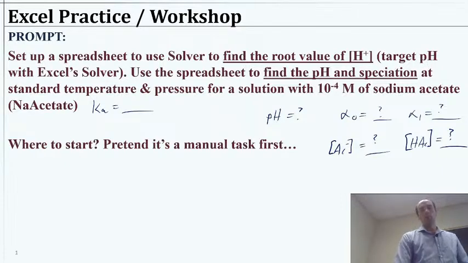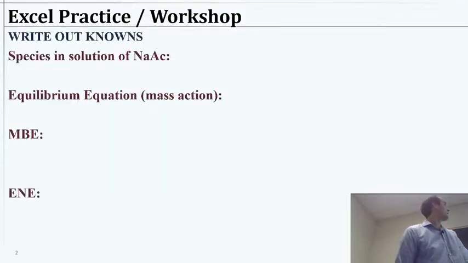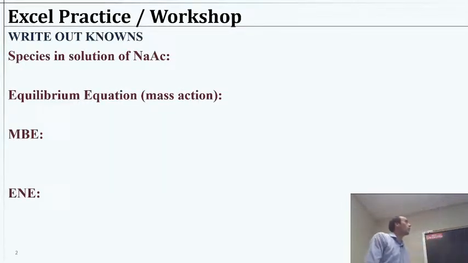As we get going, but we need that. I think it's 10 to the minus 5-ish or something. Okay, so what do we know? Well, we know that a solution of sodium acetate has certain molecules in it, right?